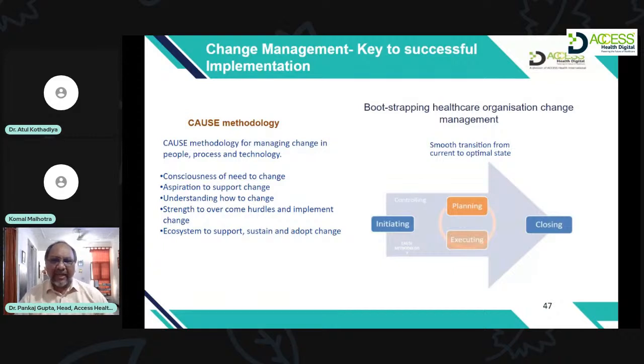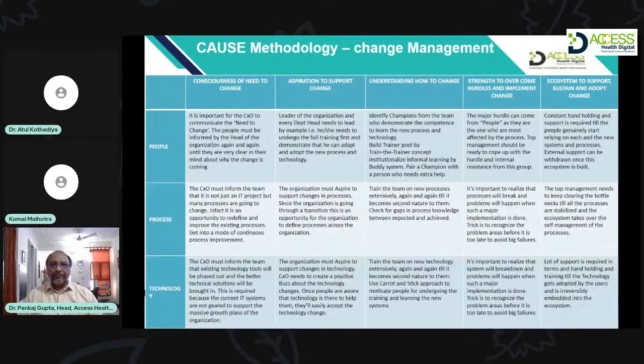I'll stop at that and hand over back to Dr. Atul. Thank you, Dr. Pankaj. I think you have covered even the change management as well. Next slide, please. We have already spoken on this. I think that is the end of today's session, Dr. Pankaj. That was the last slide.